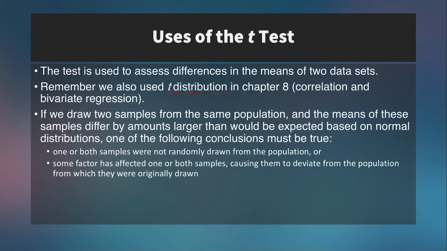Now, if we draw 2 samples from the same population and the means of these samples differ by amounts larger than would be expected based on normal distributions, then one of the following conclusions must be true. Either one or both samples were not drawn randomly, but hopefully we've taken care of that in our research design, or some other factor has affected one or both samples, causing them to deviate from the population from which they were originally drawn. And it's this second conclusion that would lead us to reject the null hypothesis and say that yes, these 2 means are in fact different and therefore from different populations.